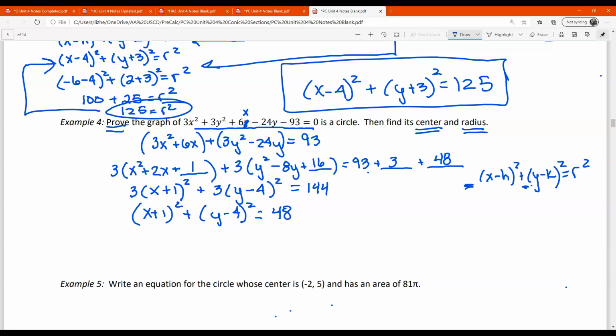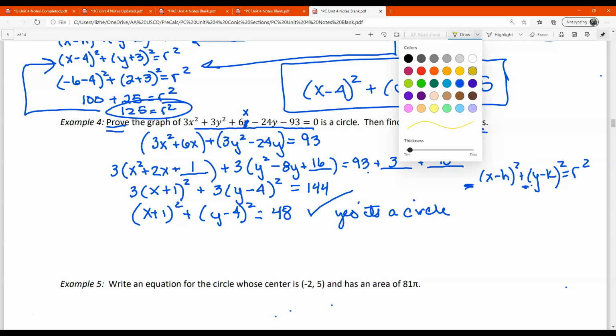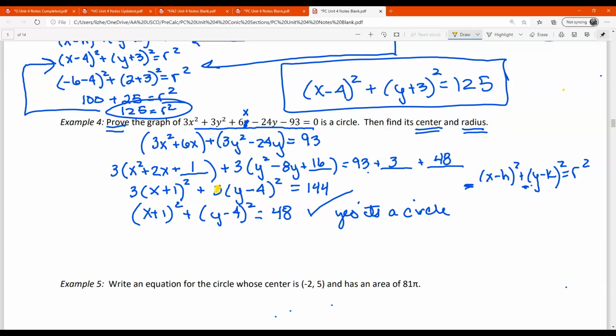And now that I'm in standard form, I can say, yes, it's a circle. If I can rewrite an equation into the circle form of an equation, then I can say it is a circle. If I could not divide these 3's out, for example, if this was not a 3, let's say this was a 2, then there is no way to divide out those coefficients. And I would not have been able to get it into the form of a circle, and so I would not be able to say it is a circle.